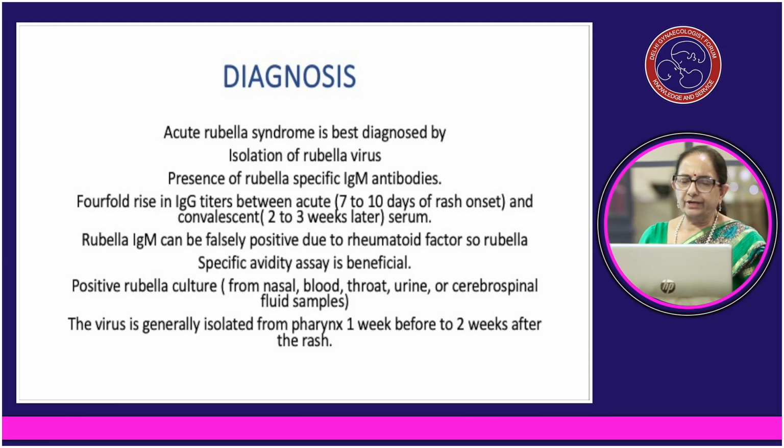So, acute rubella is best diagnosed by isolation of rubella virus, presence of rubella specific IgM antibodies, or a fourfold rise in IgG titers between acute and convalescent serum, that is 7 to 10 days of rash onset and then 2 to 3 weeks later with appearance of IgG antibodies. Rubella IgM can be falsely positive due to rheumatoid factor, so a rubella specific avidity assay is beneficial. A positive rubella culture from nasal, blood, throat, urine or cerebrospinal fluid samples is also diagnostic of the current infection. The virus is generally isolated from the pharynx 1 week before to 2 weeks after the rash.